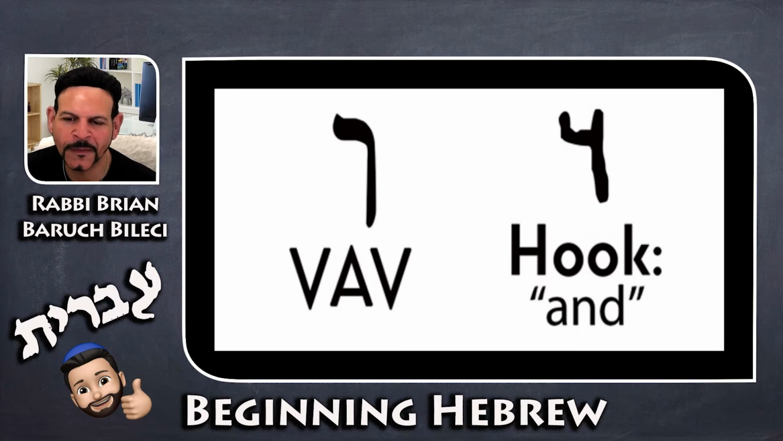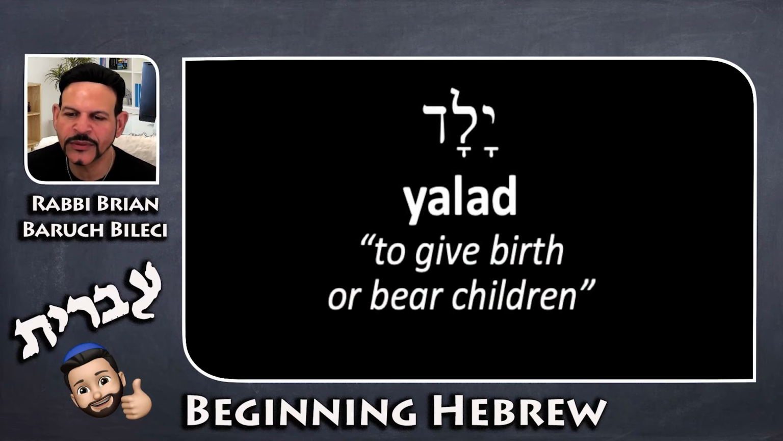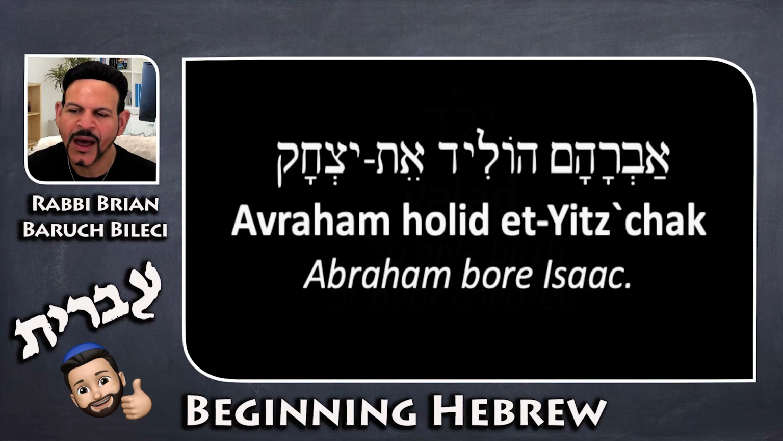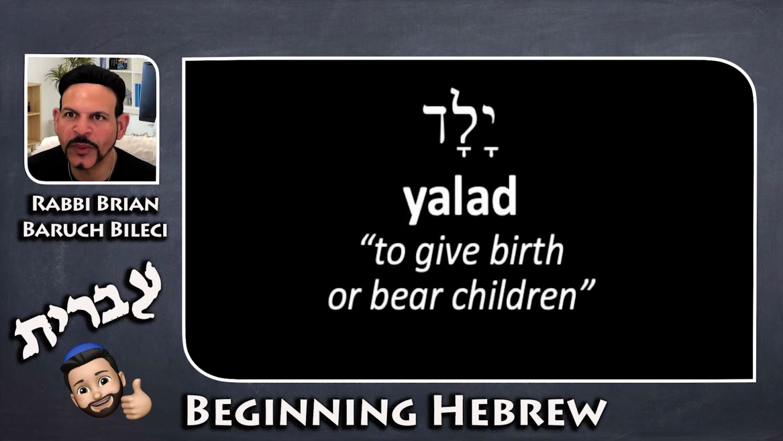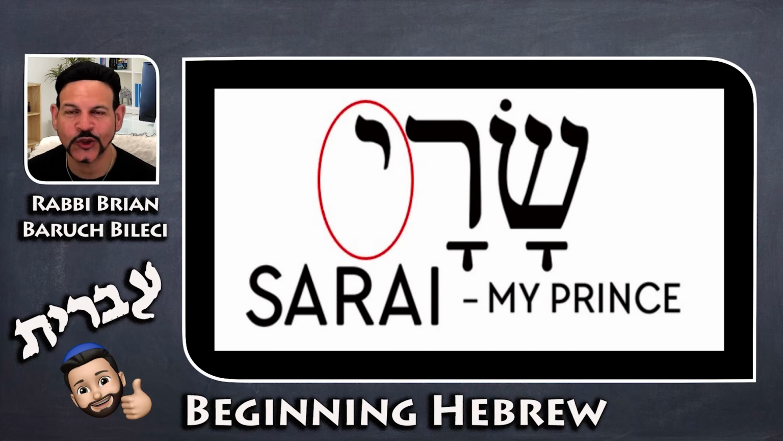And because of that, they were able to take on this new verb of action, yalad, because when you look at this statement, Avram holid Yitzhak. So this here, holid et Yitzhak, holid comes from yalad, to give birth and bear children. Remember, Sarah was going to have Isaac, but as Sarai, she was leading, she was in control, and she told her husband to sleep with Hagar.